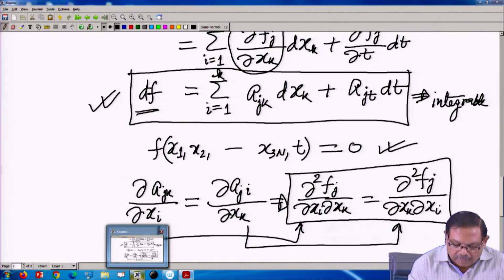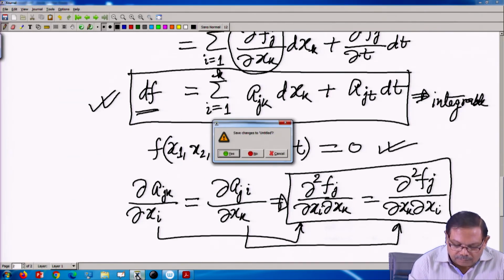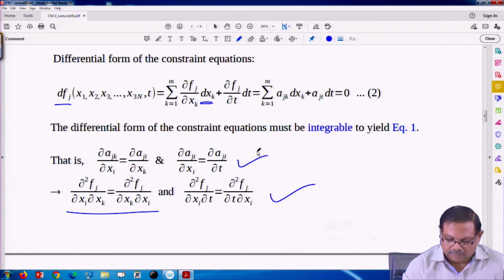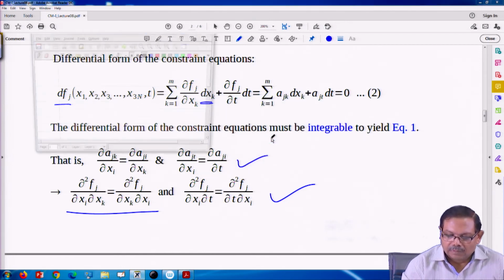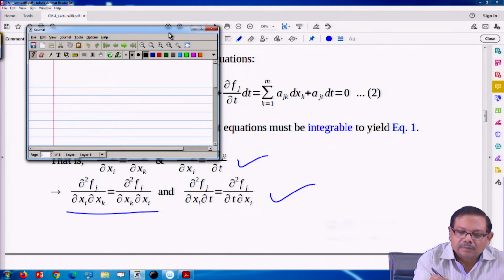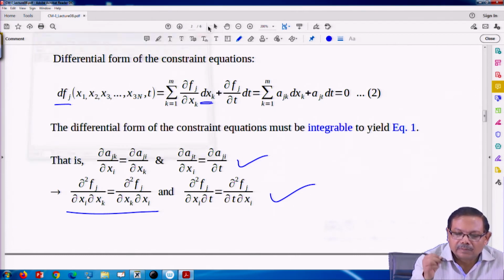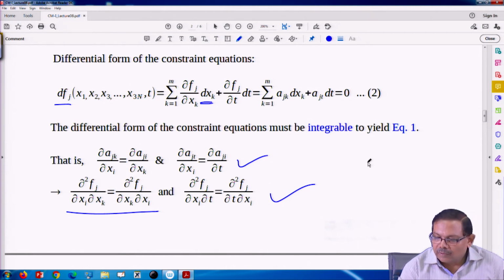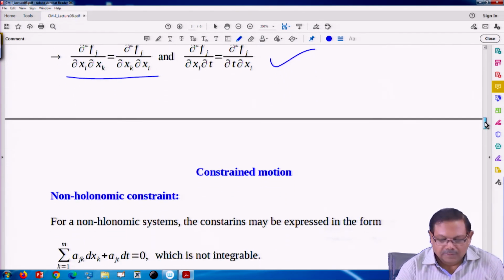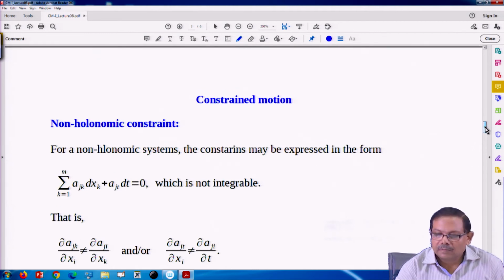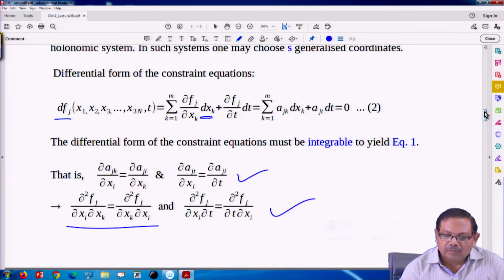But here one more thing. Okay, I want to give you some example where these constraints are non-holonomic, but before coming to non-holonomic, a holonomic one which is time dependent. So, they can be written like this, but they may be time dependent.